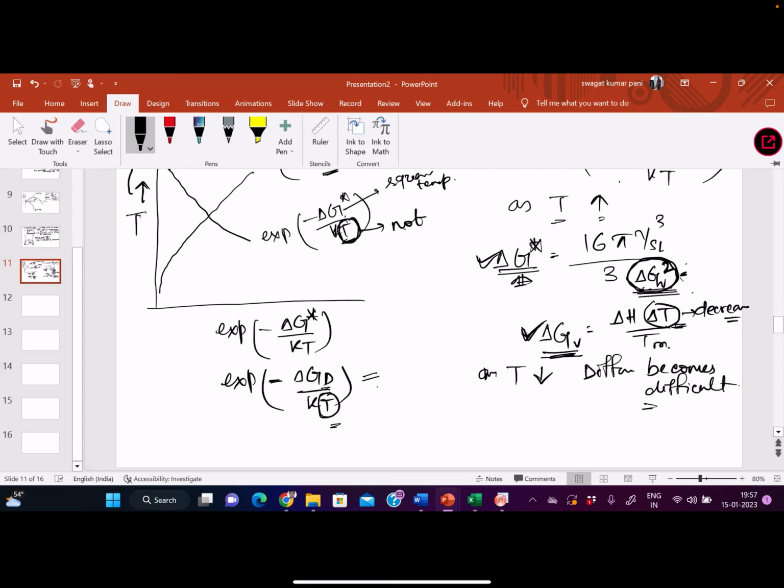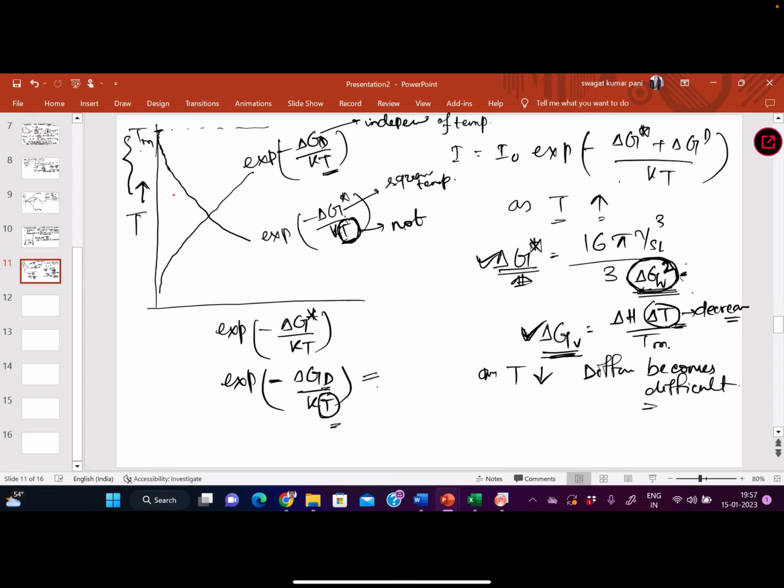So the resultant, how will be the overall nucleation rate? It will go in the middle, it will be maximum, and then it will go like this. Nucleation rate, the final curve is like this. Initially it will be low because the driving force is low, because undercooling is low. Then it will start gradually increasing. Then at some point diffusion will be difficult because of low temperature, so it will again start decreasing.